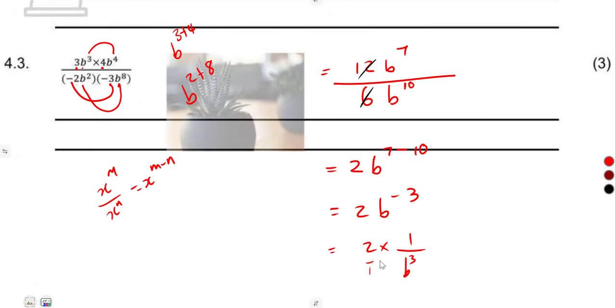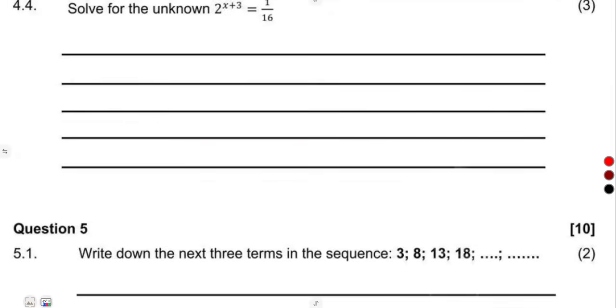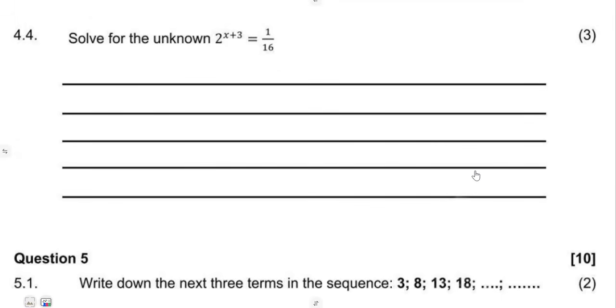So this is 2 over 1. 2 times 1, that's 2. 1 times b cubed, that's b cubed. So you can write your answer as this. Just like that. So simplification, guys, just follow the way that you understand, but at the end, you must have an answer like this. All right, solve for the unknown.